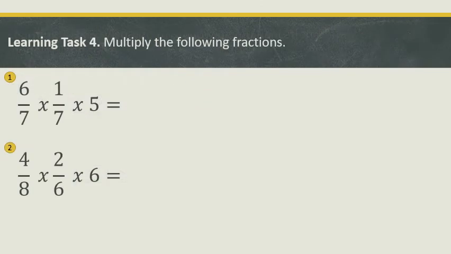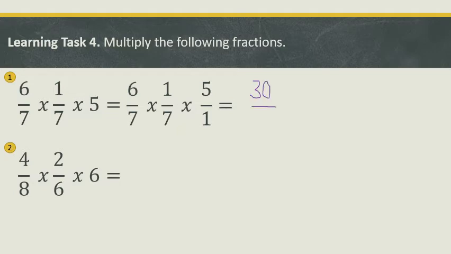Then, for learning task 4, so we will multiply the following fractions. So, ito. So, since ito ay whole number, gagawin natin siyang fraction, kaya yung 5 ay magiging 5 over 1. So, ito na siya. Then, imu-multiply natin siya. So, 6 times 1 times 5 is 30. Then, 7 times 7 times 1 is 49. So, wala namang common factors yan. So, yan na po yung answer natin.